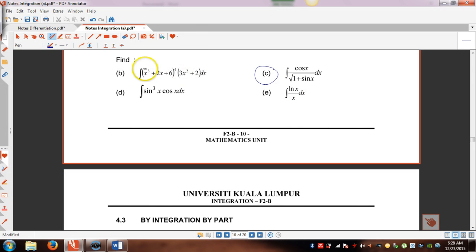Okay, guys, for your homework, please solve questions B, D, and E. Please submit before 5 p.m. this Friday. Solve by using the substitution method. Obviously, this is using the substitution method because of the composite function. This is a polynomial function, this is a trigonometric function, and this is a logarithmic function.